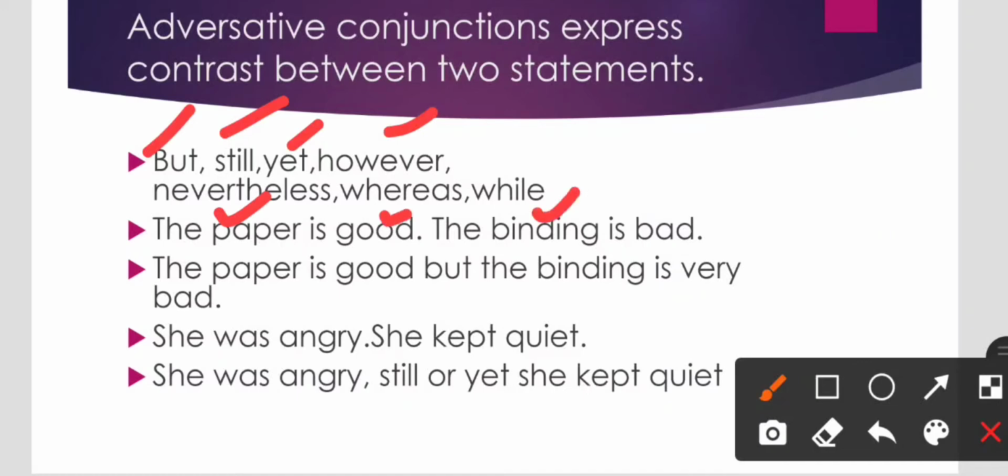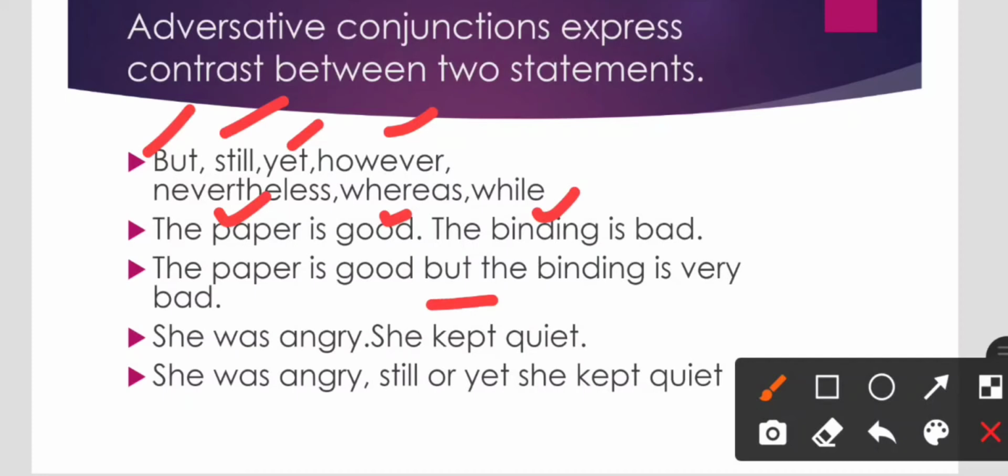Okay. See the example. The paper is good, the binding is bad. So two statements, they are opposite to each other. So we will be choosing the adversative conjunction, that is but. The paper is good, but the binding is very bad. She was angry, she kept quiet. उसको गुस्सा आ रहा था लेकिन वो फिर भी चुप रही. तो फिर भी के लिए हम कौन सा कंजंक्शन यूज कर सकते हैं? स्टिल या येट. She was angry, still or yet she kept quiet.